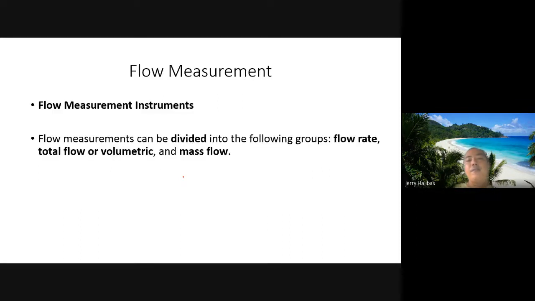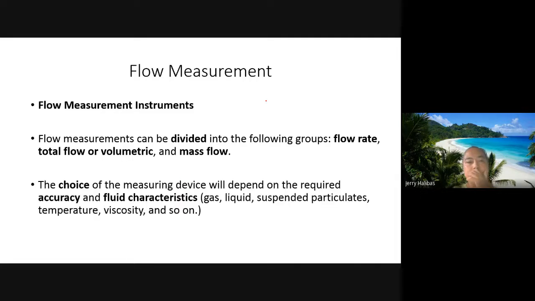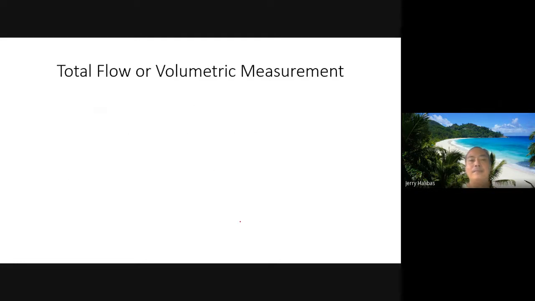Okay, flow measurements are also divided into flow rate, total flow or volumetric flow, and mass flow. Okay? So, there are three categories. It depends on what application you will use. Do you only need the flow rate, or do you need the total flow, volumetric, or mass flow? Okay? So, it depends.